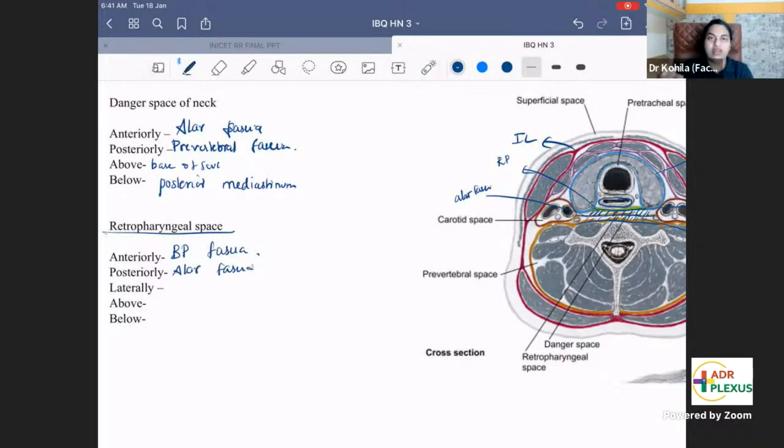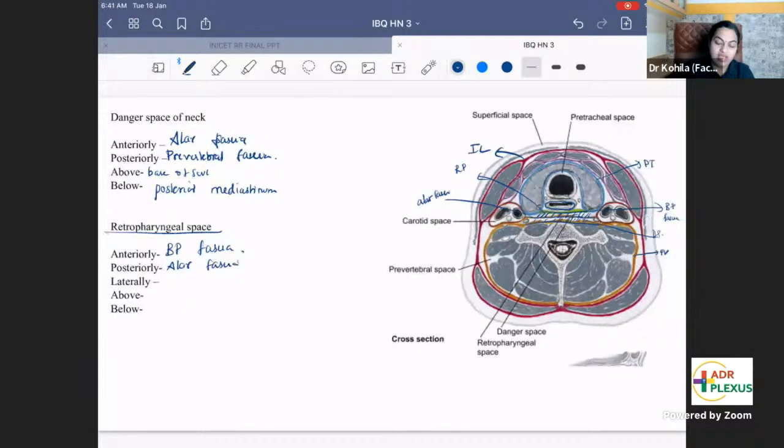Now, important, the lateral boundary for the retropharyngeal space, you can tell me, is formed by the carotid sheath with its contents. Above again the base of skull. Below, the retropharyngeal space goes up to T4, superior mediastinum. Right? Okay.